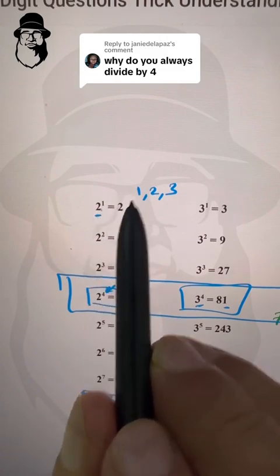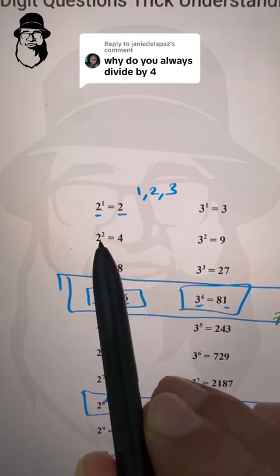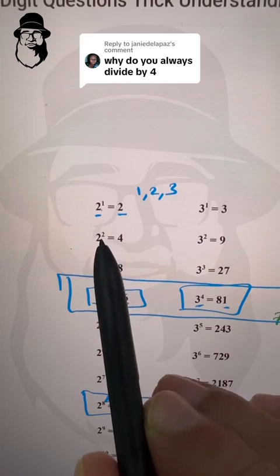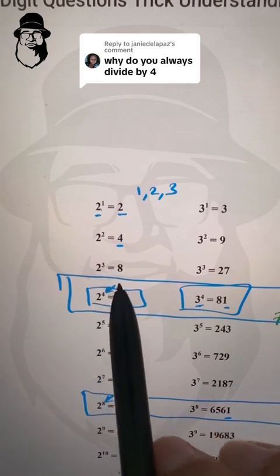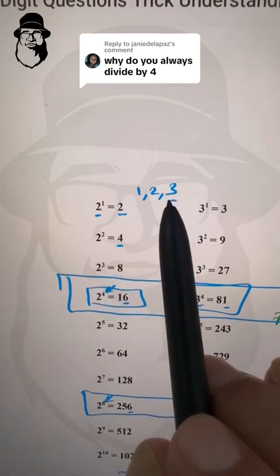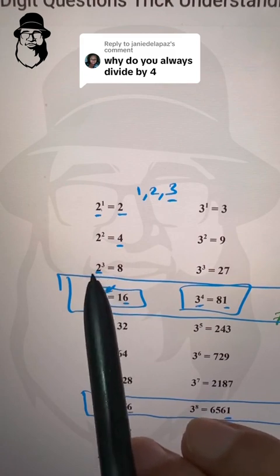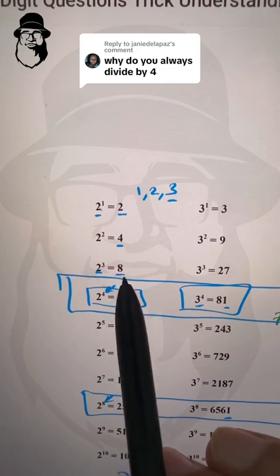2 to the power of 1 is 2, so the units digit is 2. 2 to the power of 2 is, if we divide 2 by 4, 4 times 0 is 0 and the remainder is 2, so 2 squared is 4, the units digit is 4. 2 to the power of 3 is, we take 3, the remainder, and put the power on the units digit of the number, and 2 times 2 times 2 will be 8. That will be the units digit of the answer.